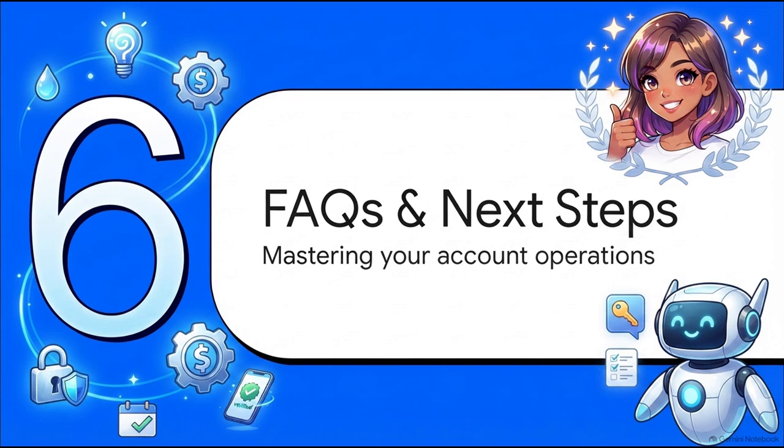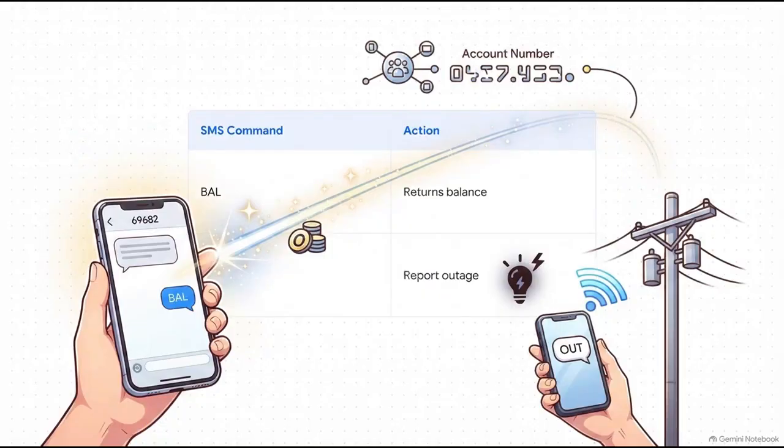Let's wrap things up with Section 6, FAQs and Next Steps, Mastering Your Account Operations. You're an expert at navigating this now, so let's look at some cool tips to make your life even easier. Check out this awesome efficiency tip. Once your mobile phone number is securely registered and linked to your 10-digit account number, you can totally bypass the web portal for quick tasks. Just text simple commands to the short code 69682. Texting BAL instantly shoots back your current balance. Texting OUT initiates a service outage report in a matter of seconds. It's a real game changer.